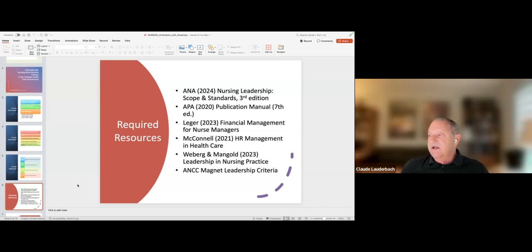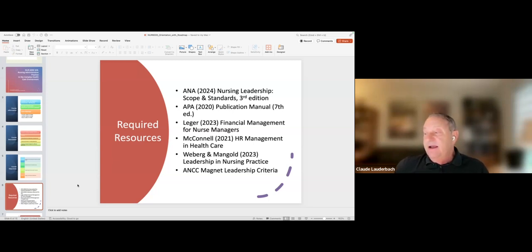Most of our work is going to come out of 2 of these resources. The first one is Ledger, Financial Management for Nurse Managers. The subtitle on that is Merging the Heart with a Dollar. And then, for the HR parts of the modules, we'll be using McConnell from 21. And then Weberg and Mangold, Leadership in Nursing Practice, takes a little more theoretical approach to leadership, and we use that periodically.